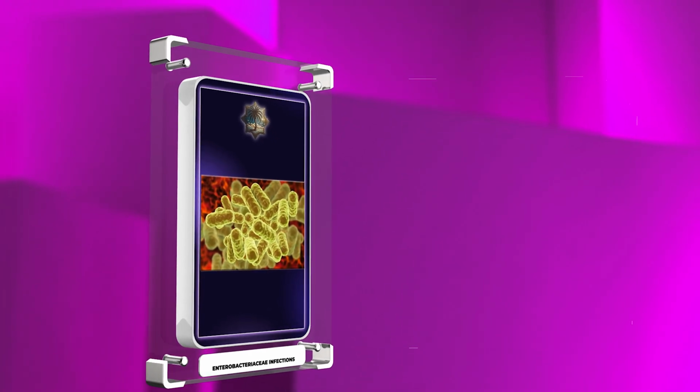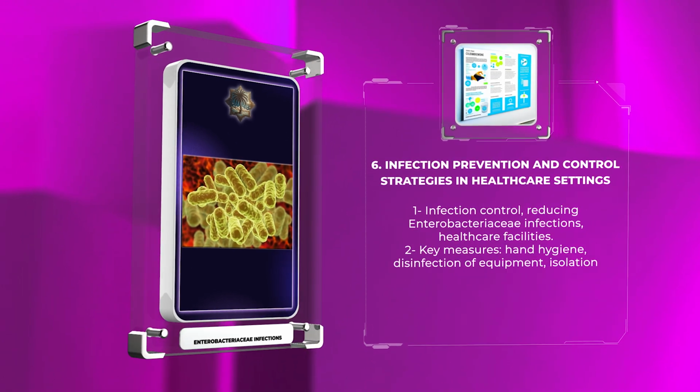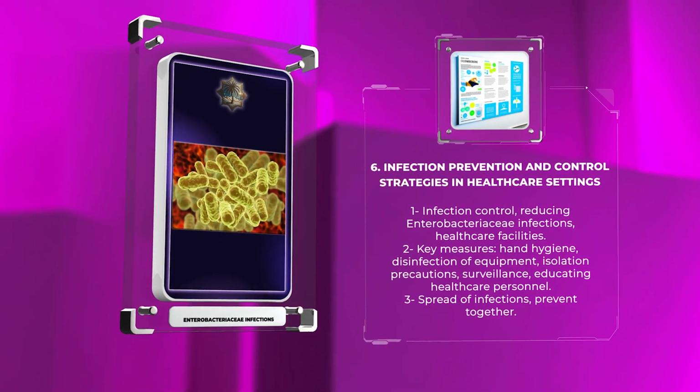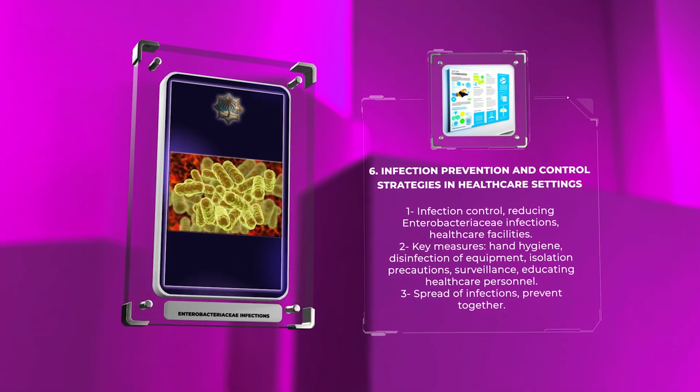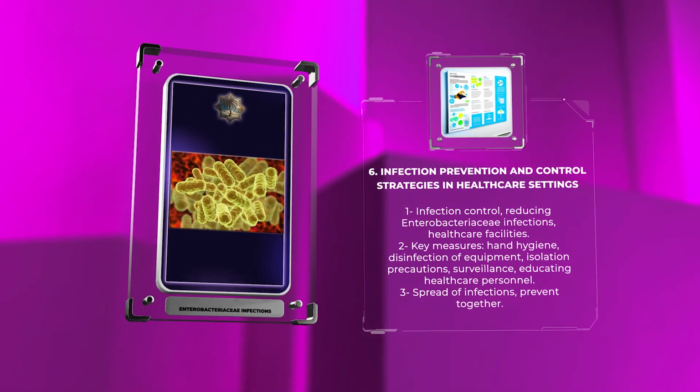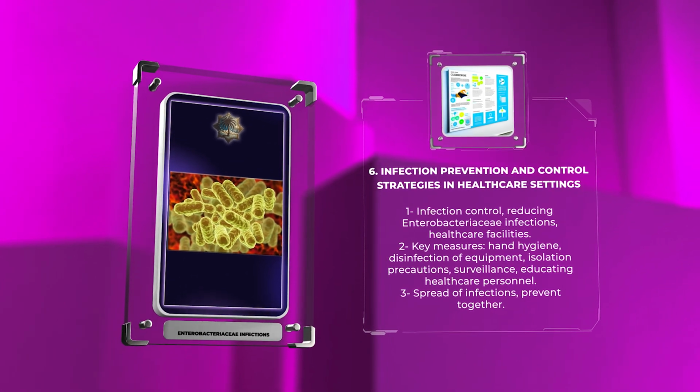Infection control is vital in reducing Enterobacteriaceae infections in healthcare facilities. Key measures include hand hygiene, disinfection of equipment, isolation precautions, surveillance, and educating healthcare personnel. Let's work together to prevent the spread of these infections.